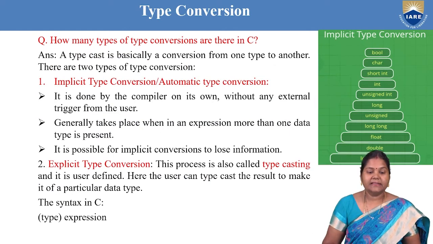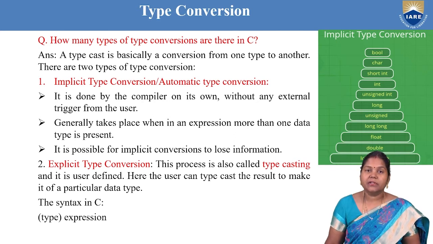Next question is related to type conversion in C language. How many types of type conversion processes are there in C language? There is a concept called typecasting. Typecasting is basically the conversion from one data type to another data type. There are 2 ways to do type conversion: implicit type conversion and explicit type conversion or typecasting.